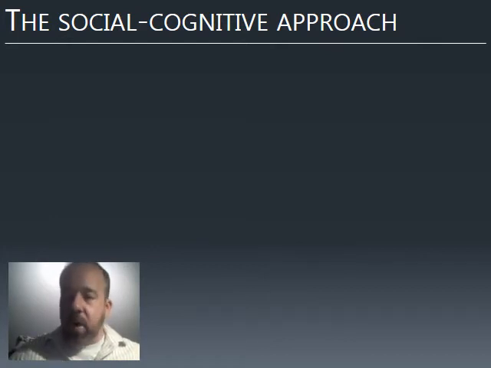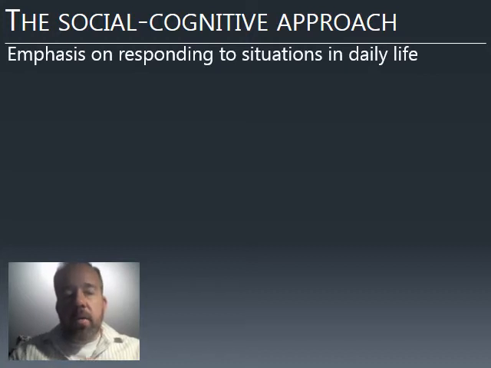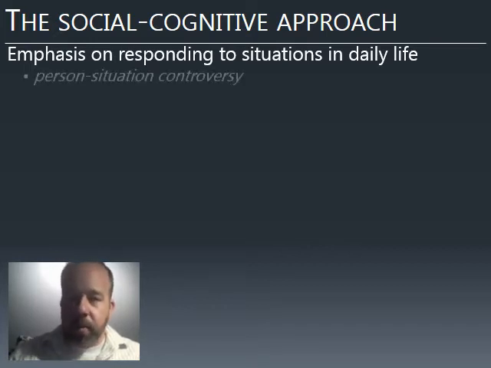Another more recent approach is the social cognitive approach. And this approach emphasizes the situations in which we make decisions. So previous theories thought that behavior was driven by personality, but that may be true to a certain extent, but the social cognitive approach suggests that maybe the context matters almost as much or just as much as our inner personality. And so those external circumstances are very important.